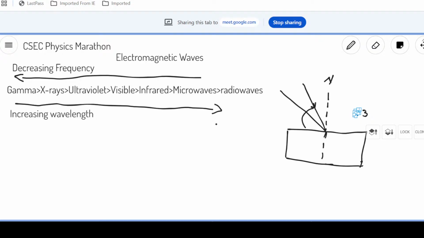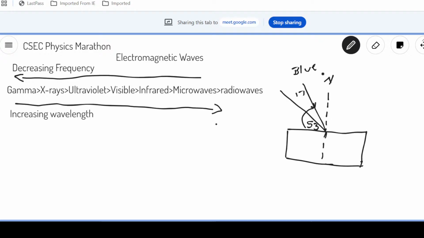They wanted the incident angle for blue light. Is the incident angle the 17 or the 53? Do you think that's the answer? Definitely not, sir. All right, so what you would have to do in a case like this is put in the normal.